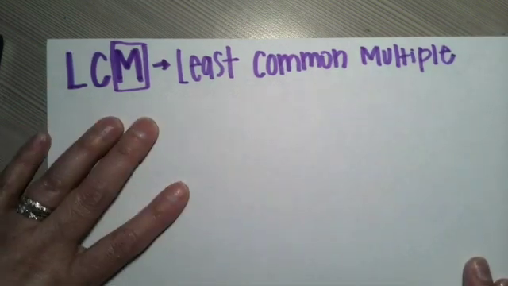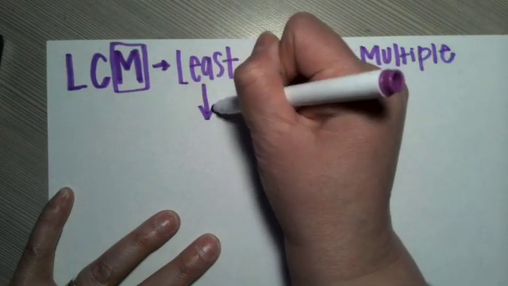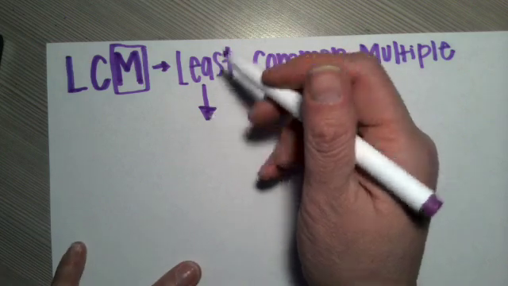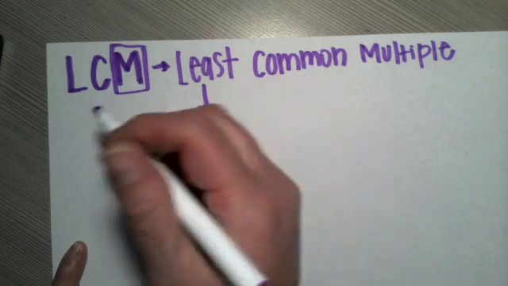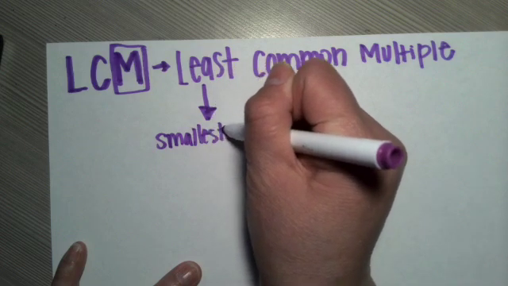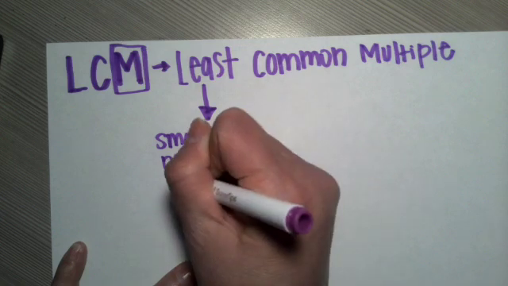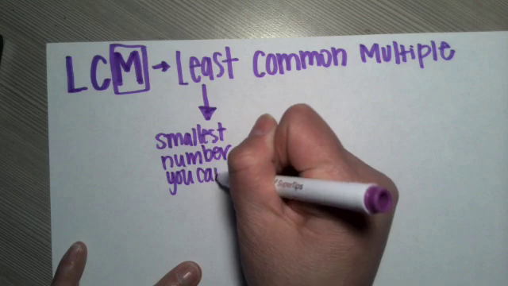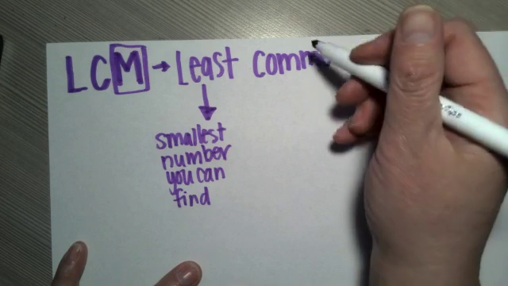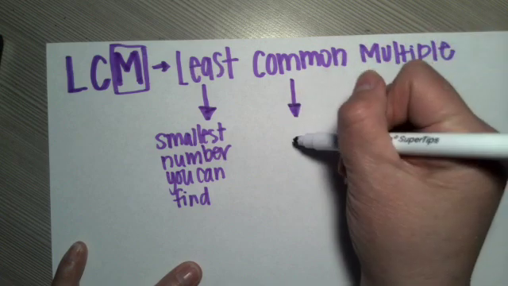So least common multiple, the way we're going to learn this a little better is we're going to break down each piece. The first thing I want to break down is the word least. Now, we all know least, when we're looking at a list of numbers, it's the smallest number or the lowest value, right? But we're going to say it like this: it's the smallest number that you can find in your list. Okay? Now this next one, common, is the same number in both lists.